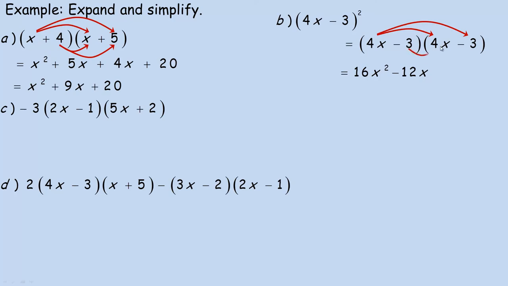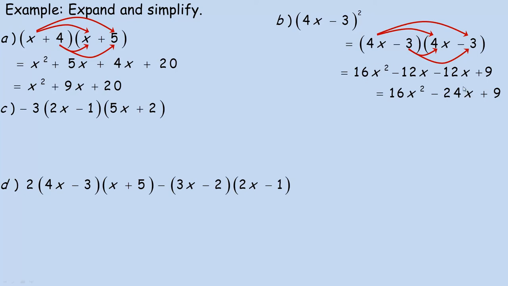Negative 3 times 4x next. Negative 3 times 4 is negative 12, and there's a single x in that product, so x after the negative 12. And negative 3 times negative 3 is 9, so plus 9. And again, like terms in the middle, the negative 12x and negative 12x add to negative 24x. So 16x squared minus 24x plus 9.